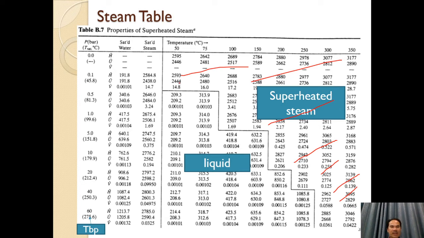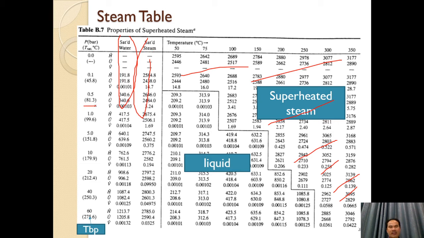For example, at 0 bar, the temperature at 50 Celsius is superheated. If you talk about 0.5 bar, at 50 Celsius it is liquid in equilibrium with vapor. It's saturated liquid and saturated vapor. You can calculate the properties of the saturated water and saturated steam.